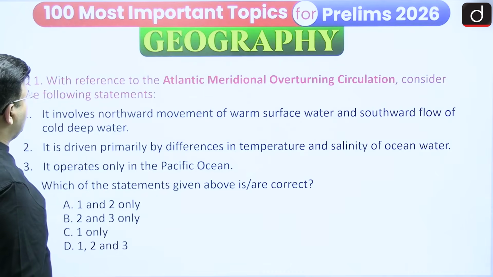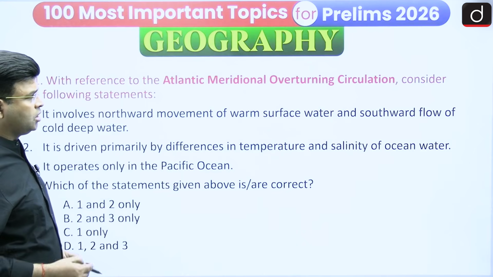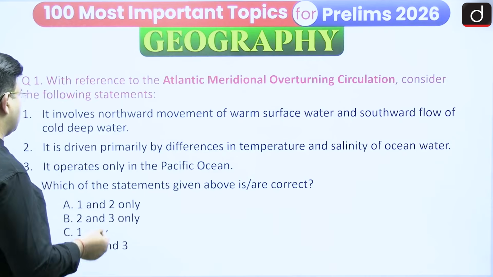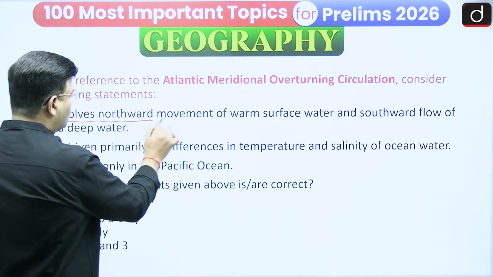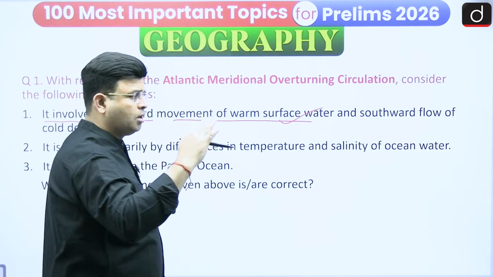Now, with reference to the Atlantic meridional overturning circulation, consider the following statements. It involves northward movement of warm surface water. Yes, it is the northward movement of warm surface water.